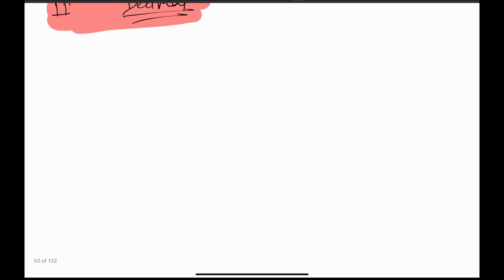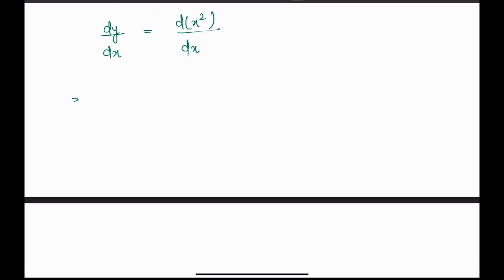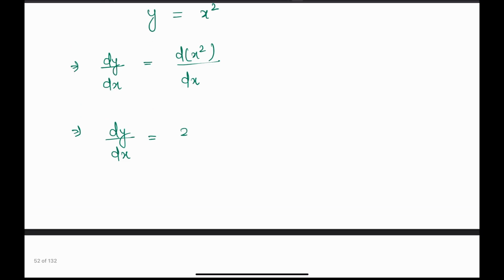So let's again take the same kind of approach which we have done last time. y equal to, suppose x square. So again take the differentiation both sides. It will be dy by dx equal to d of x square upon dx. It will be dy by dx into, okay, not a square.